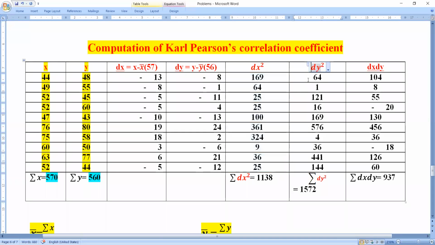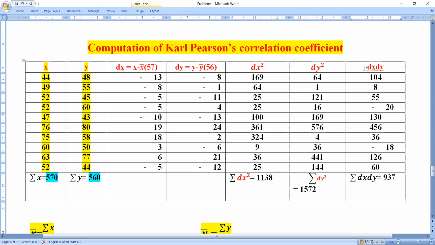After that, the dy square values. Here you should take the dy column. In the dy column, minus 8 into minus 8, minus into minus is plus, we get 64. 1 into 1 is 1, 11 into 11 is 121, 4 into 4 is 16, 13 into 13 is 169, 24 into 24 is 576, 2 into 2 is 4, 6 into 6 is 36, 21 into 21 is 441, and 12 into 12 is 144. These are what we call the dy square values.